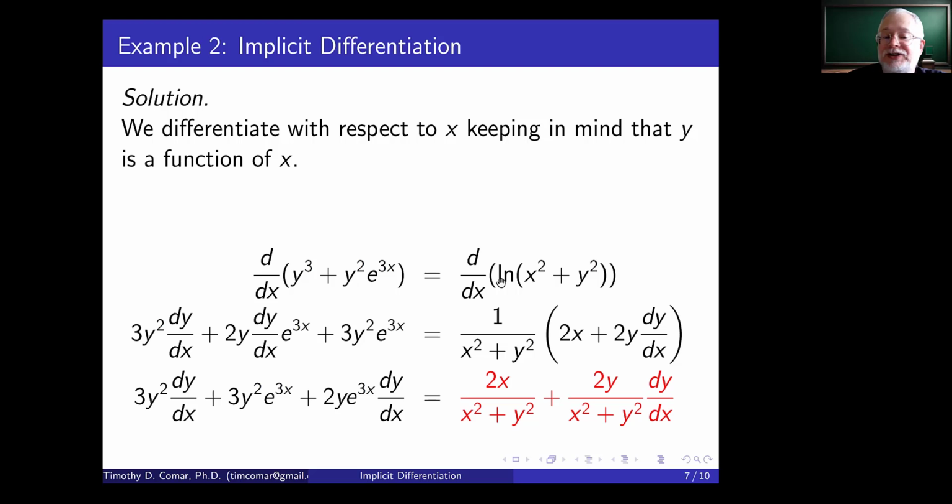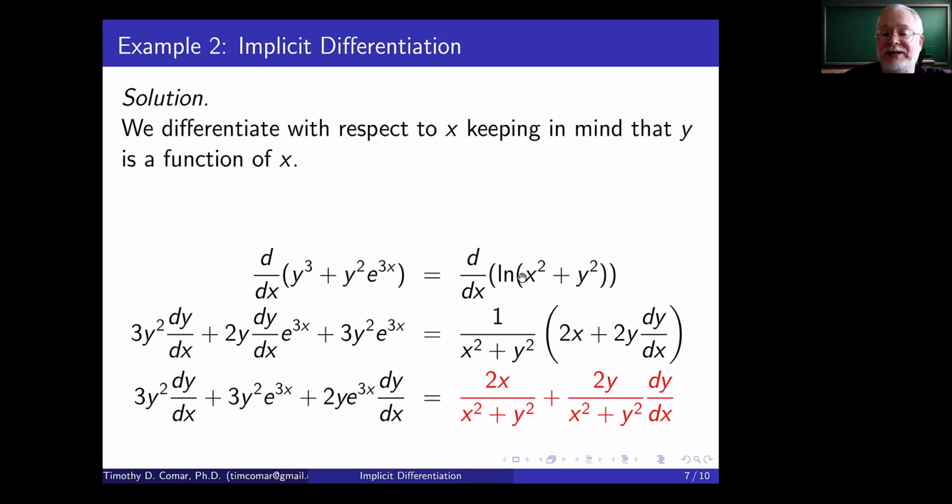So again, we start by differentiating both sides. And here, when we compute the derivative of y cubed, again, we're going to need the chain rule. That's going to be 3y squared times the derivative of y. The y squared times e to the 3x is going to require another product rule. So here the derivative of y squared is 2y dy/dx, using the chain rule again, times e to the 3x, plus y squared times the derivative of e to the 3x, which is this 3 times e to the 3x over here.